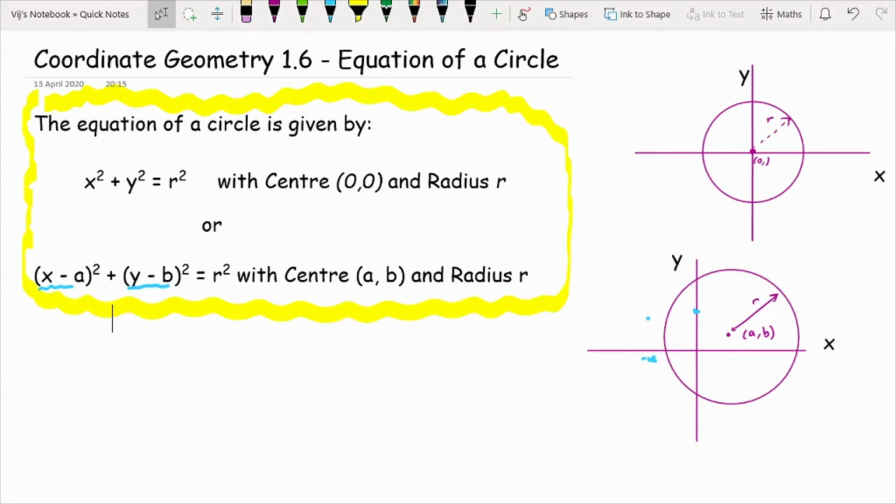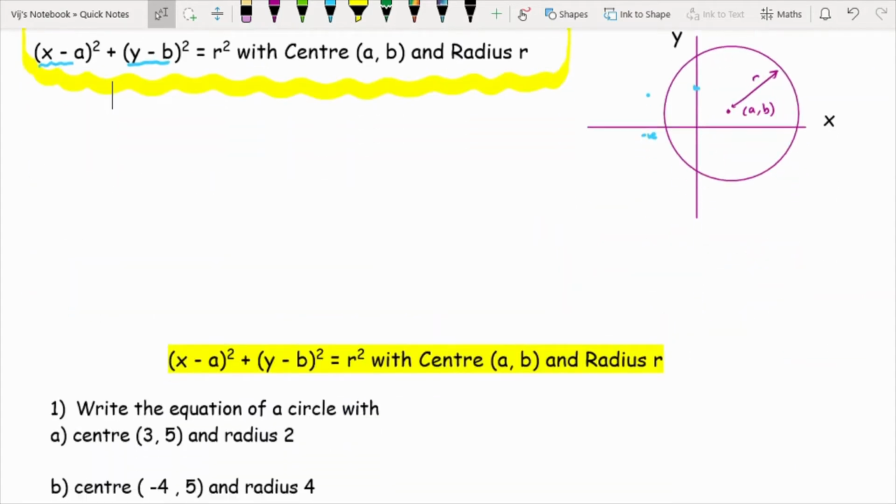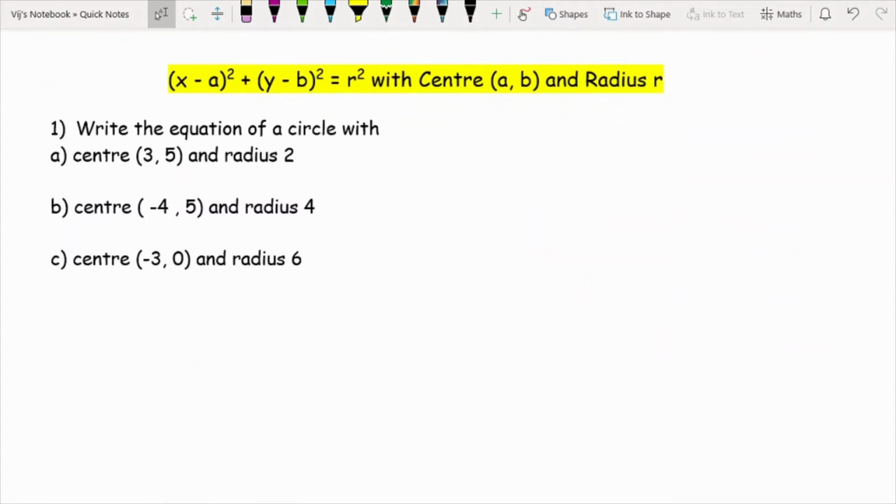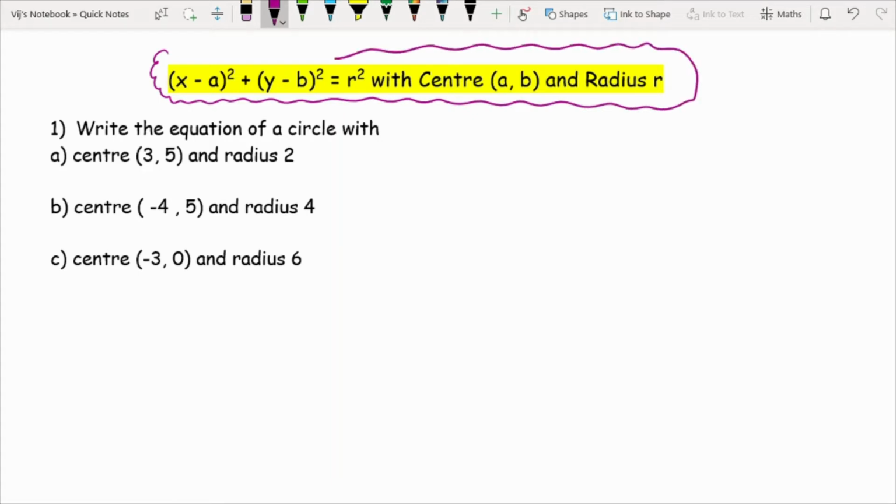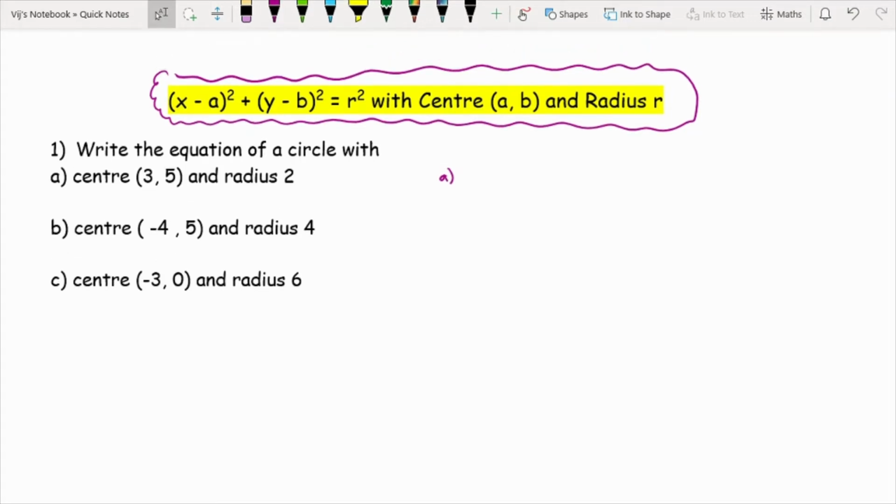So moving on from that, let's have a look at some questions. In this particular example, we've been asked to write down the equation of a circle, and here we're given the centre and the radius. I've made a little note of the formula that we're going to be substituting into. With regards to question A, all I need to do is substitute these numbers in. So this is my a value, this is my b value, and this is my r.